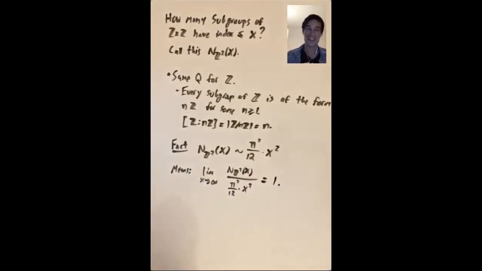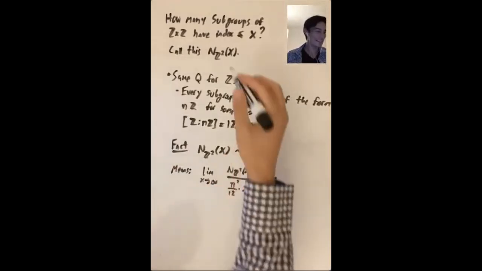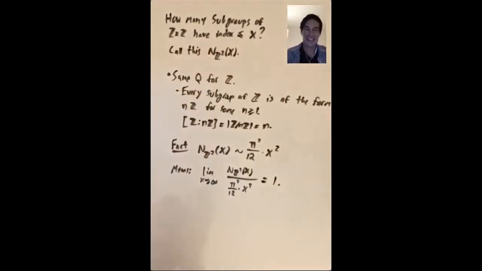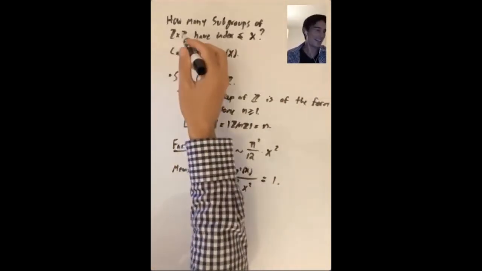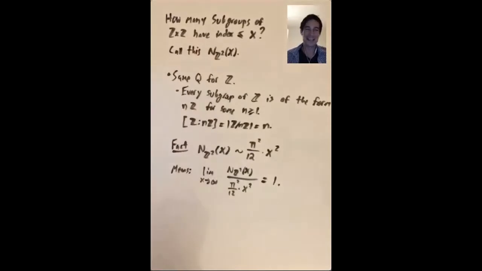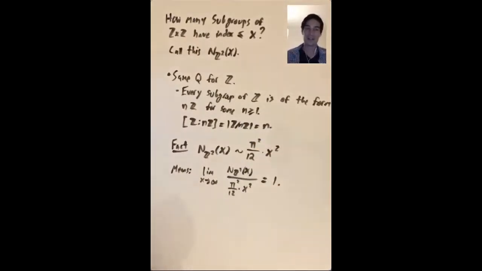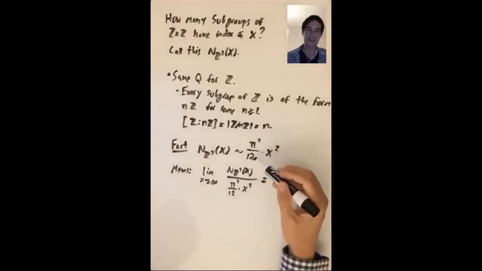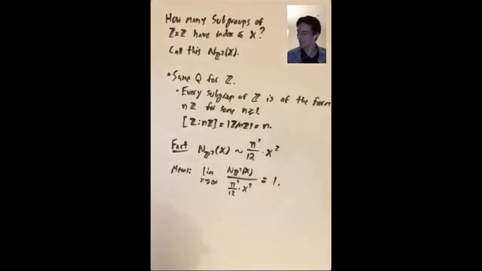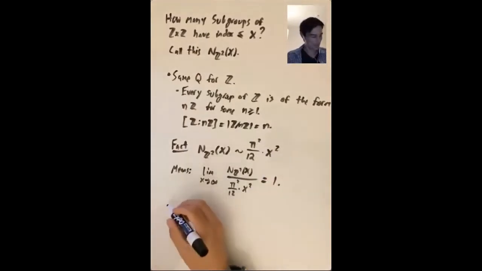So I love this. I feel like this is crazy because Z, it's just integers, right? And all you're doing is taking the integer lattice in the plane and asking for some counting problem about the number of special substructures that it has. And you end up with this pi squared over 12, which feels like it totally came out of nowhere. So let me tell you what the idea is.